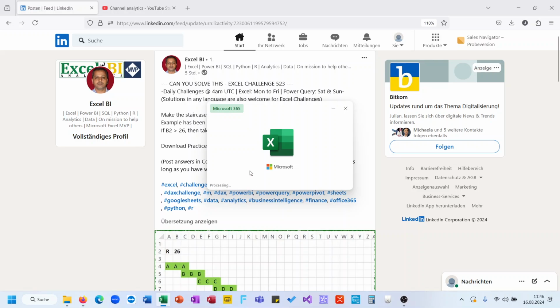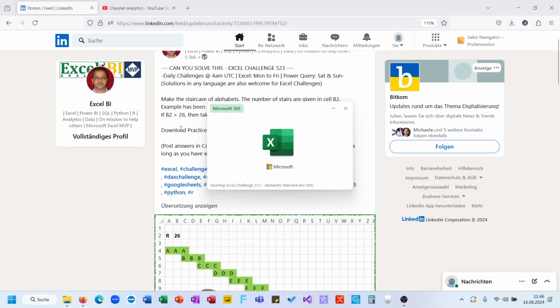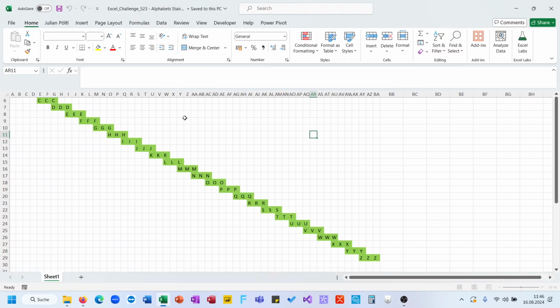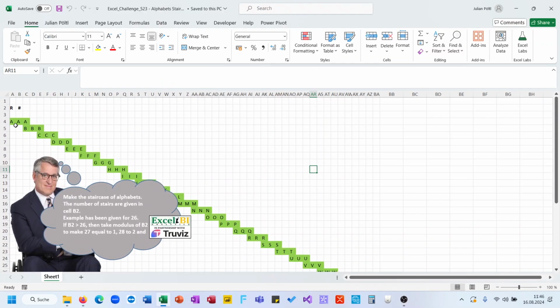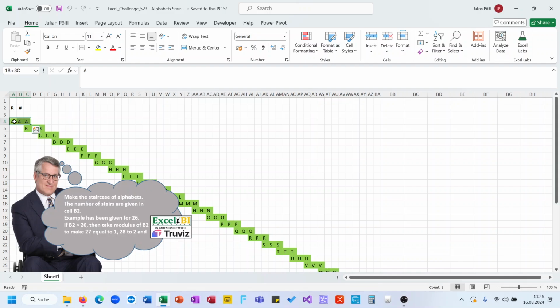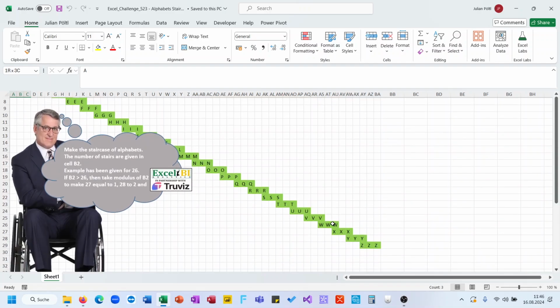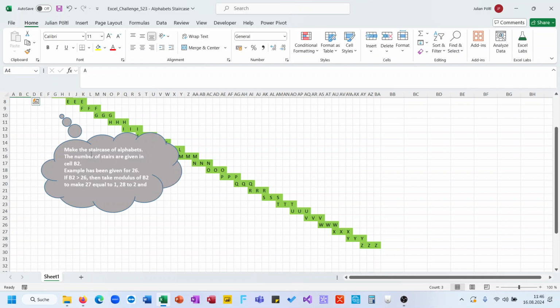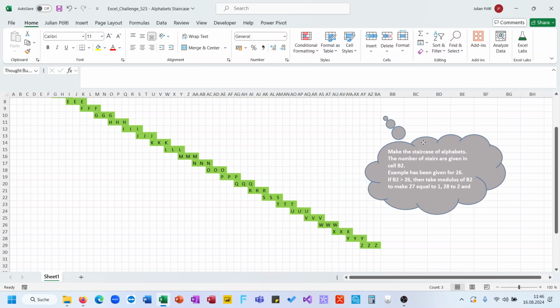Here is the case. We should make a so-called alphabet staircase, so a staircase in this order, and the letters should be alphabetic, starting from A.